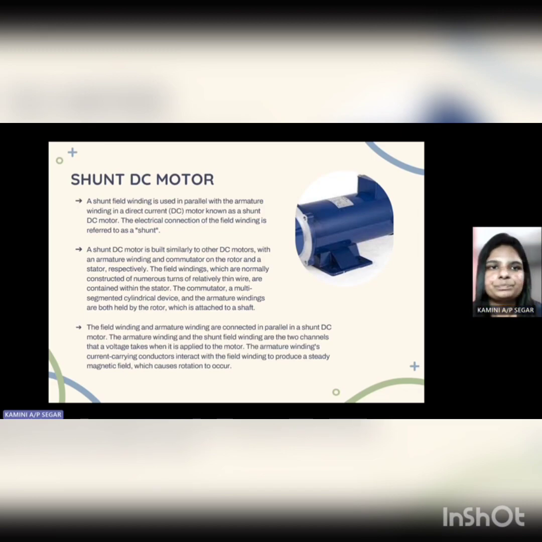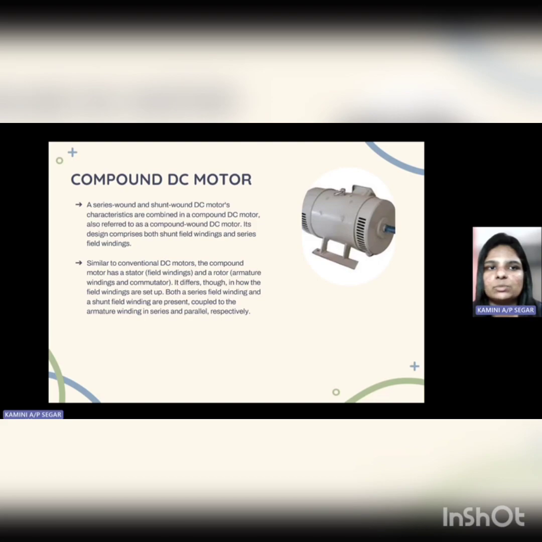As for compound DC motor, a series wound and a shunt wound DC motor's characteristics are combined in a compound DC motor, also referred to as a compound wound DC motor. Its design comprises both shunt field windings and series field windings. Similar to the conventional DC motors, the compound motor has a stator and a rotor. It differs though in how the field windings are set up.